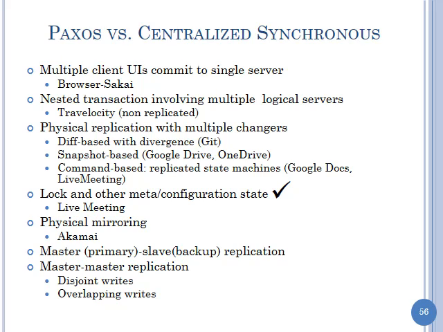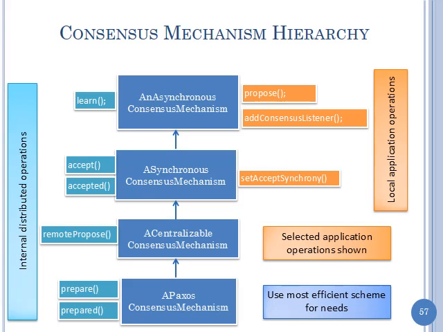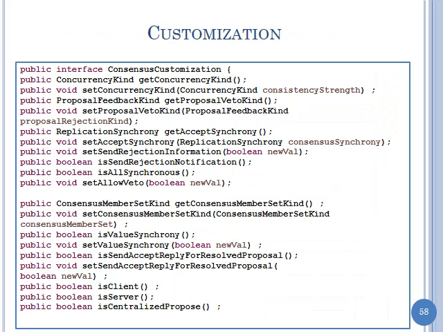Okay? And for other things, you might use centralized. And for simpler cases, you might use only one proposer, so you don't even have to go to centralized. You can just go to the synchronous scheme. And for master-slave situation, you might just use asynchronous algorithm. Okay? And with this hierarchy, the implementation we've created, we can use the most efficient scheme for our needs because we can use the functionality from superclasses. And to use that functionality, customization.